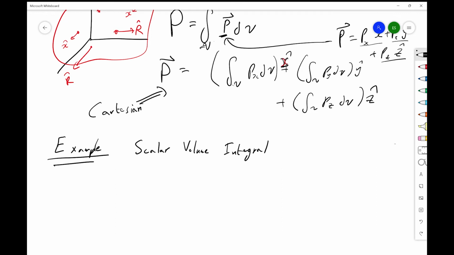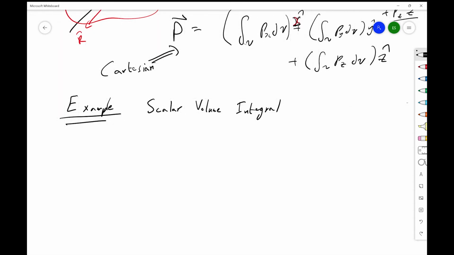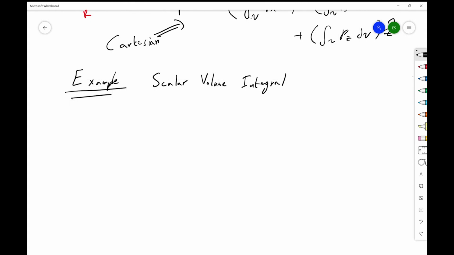Right? So we want to calculate the volume of a section of a sphere. Let me see if I can draw this properly. We want a sphere, of course, in three-dimensional space. A sphere equation is x squared plus y squared plus z squared equals 16. So this is a spherical shell with a radius of 4.